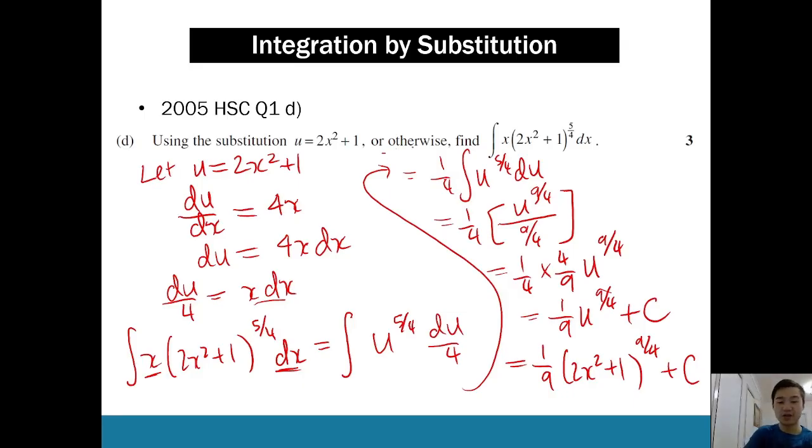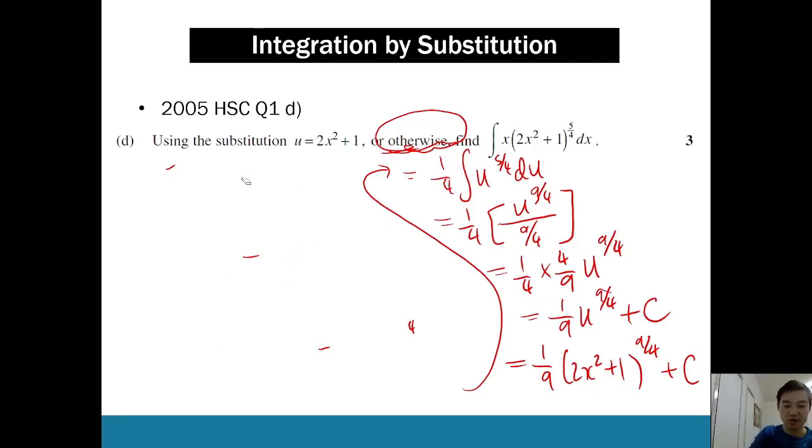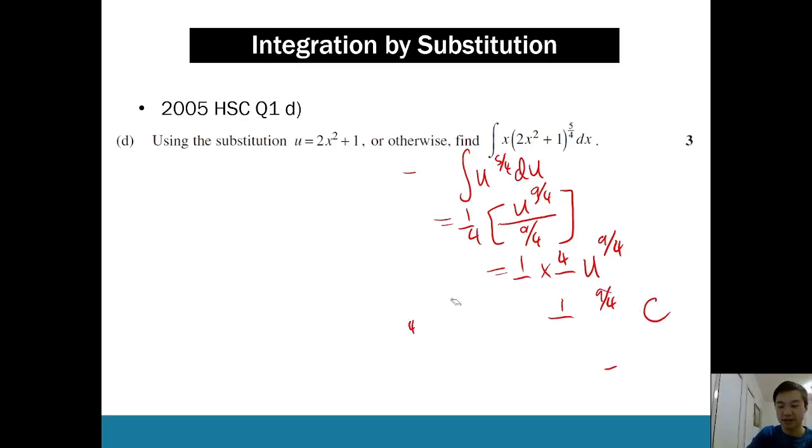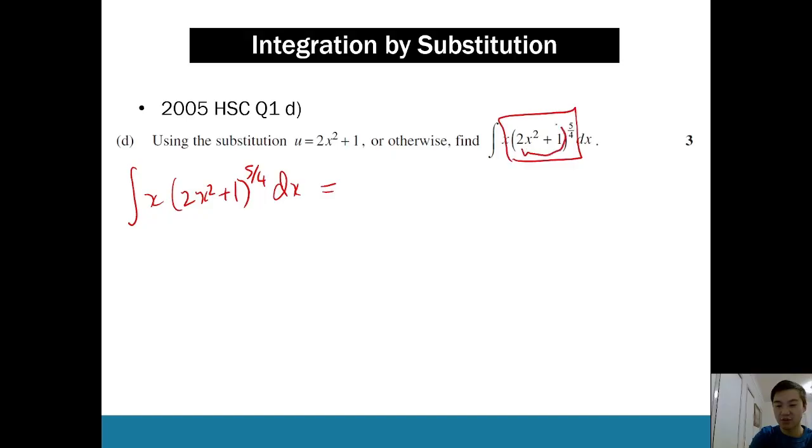However, if you wanted to use "or otherwise", if you want it to be quick and just do it by inspection, you can just use the reverse chain rule here without needing to do the formal substitution. So I'm going to redo this question, but without using the substitution this time, just to illustrate how you can do it by inspection. So our integral is x times 2x squared plus 1 to the power 5 over 4 dx. Now here's the thing. This is a function, but there's a function within the function.